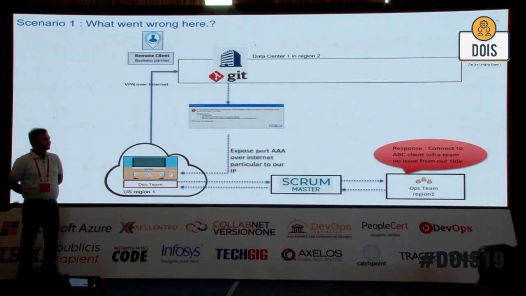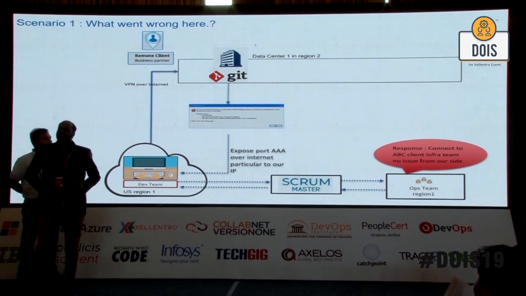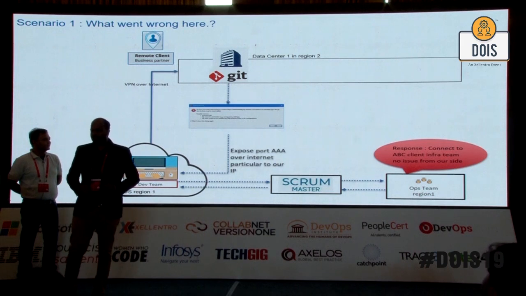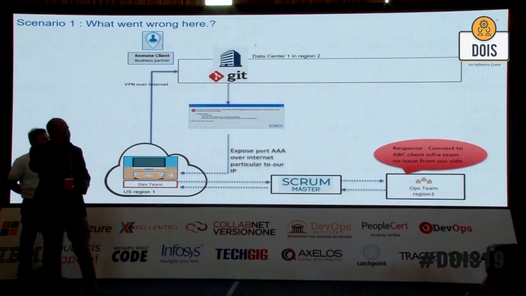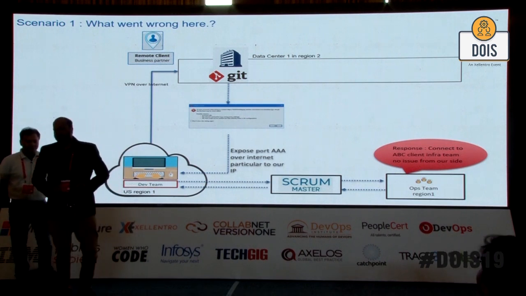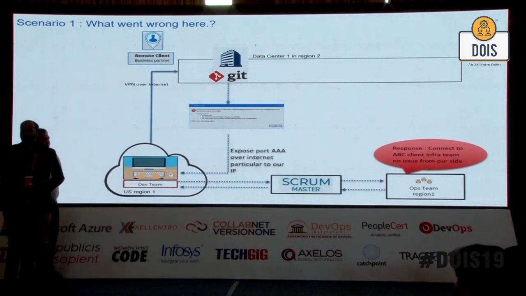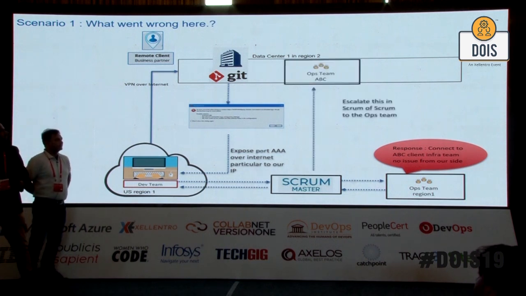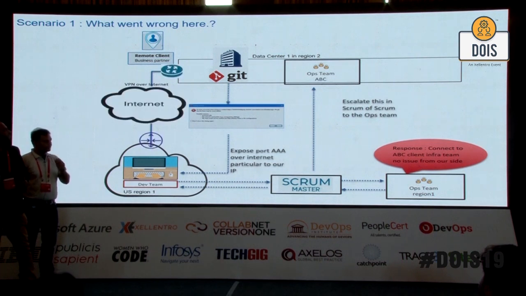Now the Scrum Master comes back to the developer and asks what exactly the issue is. The developer says that in order to connect to a different data center, I need to expose some ports. So you have to take this port to the ops team of the ABC client and ask them to expose it. The Scrum Master escalates this to the client in a Scrum meeting. Next, the ops team fixes the port via the internet, and this fellow happily gets connected to Git.